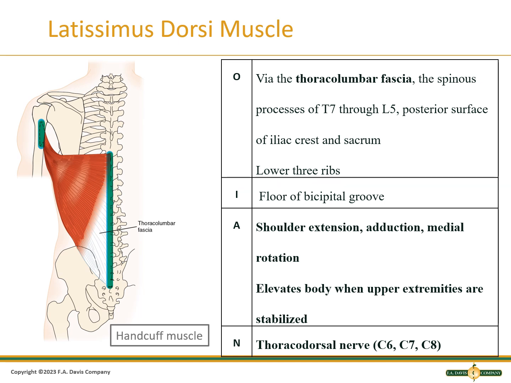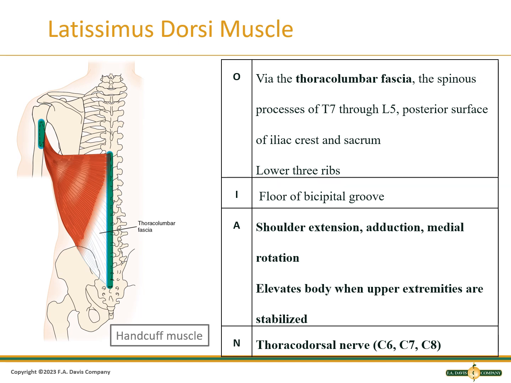Latissimus dorsi, also known as our lats, originates via the thoracolumbar fascia that we talked about that kind of fans out, and you can see in this picture how that fans out from the central spine all the way out to the pelvis. So we have a very large origin to our lats. That attaches to the spinous processes of T7 through L5 and the posterior surface of the iliac crest and the sacrum and the lower 3 ribs. It inserts on the floor of the bicipital groove, so it goes underneath that biceps tendon to sit on the floor of that groove.